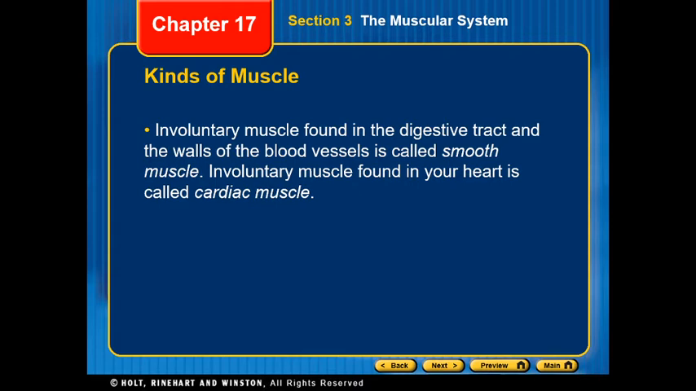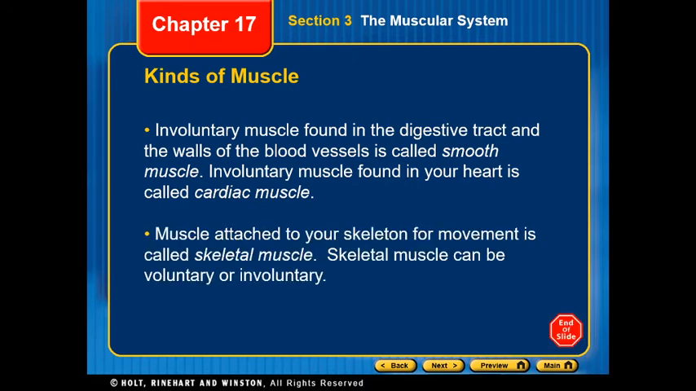Okay? And then another kind of muscle is your skeletal muscle. The skeletal muscle is the muscle attached to your skeleton for movement. And skeletal muscle can be voluntary or involuntary. Like for example, if you want to walk or sit down, you tell your brain that you're going to sit down or you're going to walk. So that is voluntary.